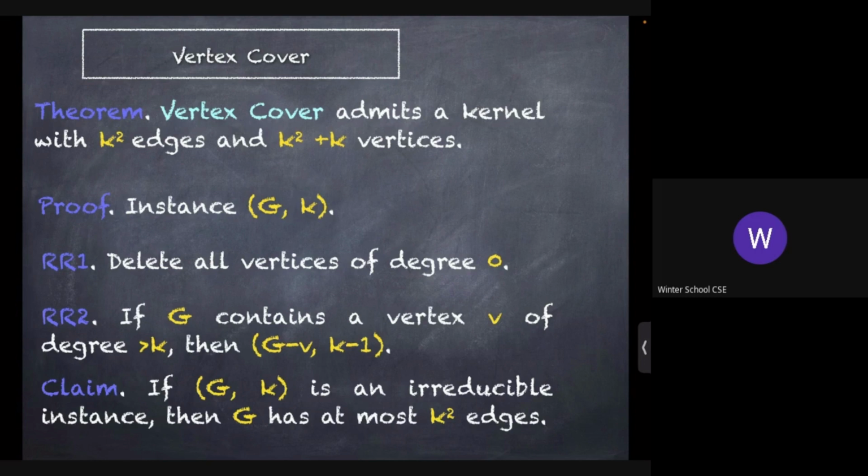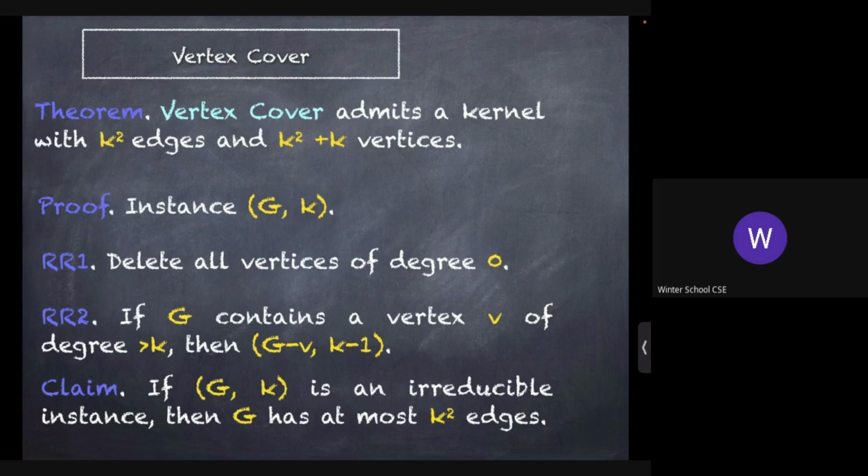Once again, what I'm saying: every vertex in my graph is of degree at most k. So it means that every vertex in the vertex cover covers at most k edges, right? So I cannot cover with k vertices more than k square edges. So if your irreducible graph has more than k square edges, you immediately say no, right?